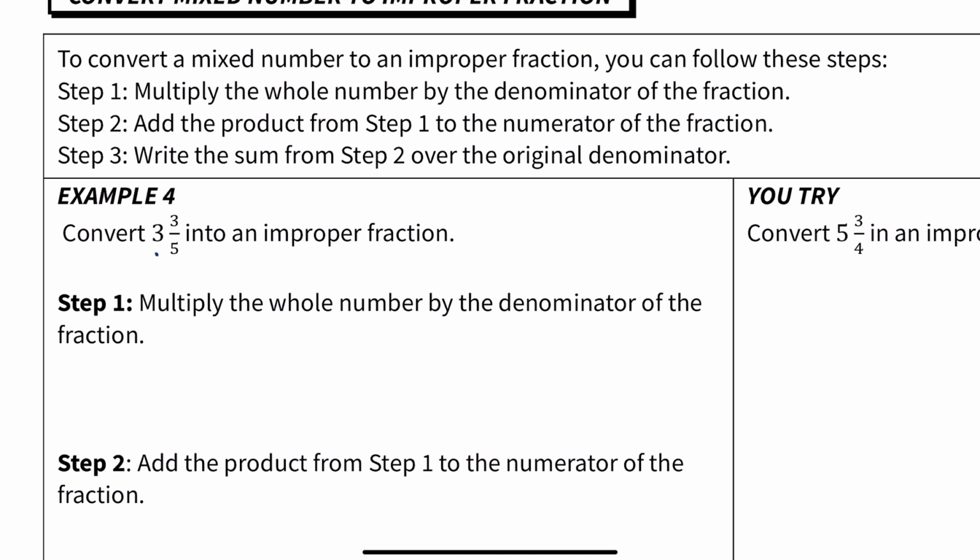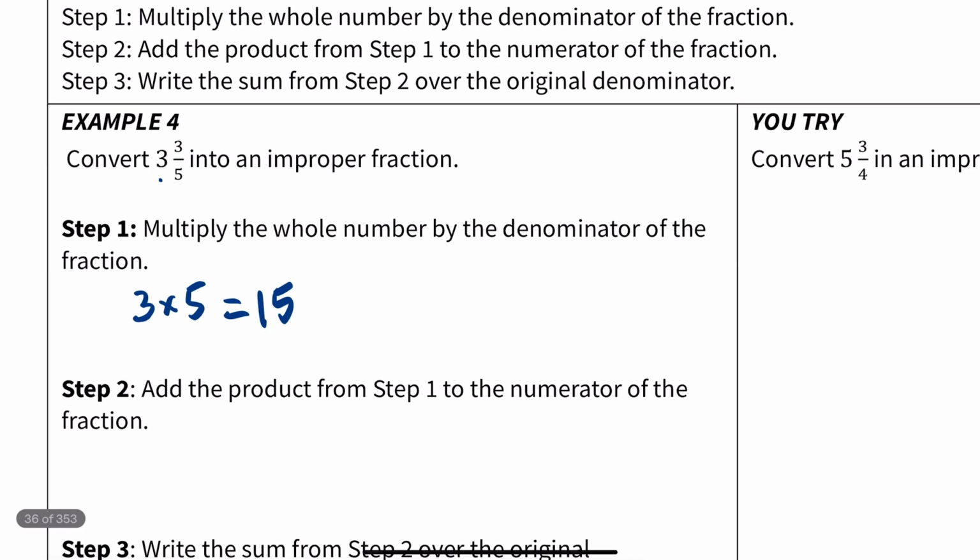So the whole number is 3. The denominator is 5. 3 times 5 is 15. Step 2, add the product from step 1 to the numerator of the fraction. So the numerator is this 3 over here. Add it with the 15. 15 plus 3 is 18.